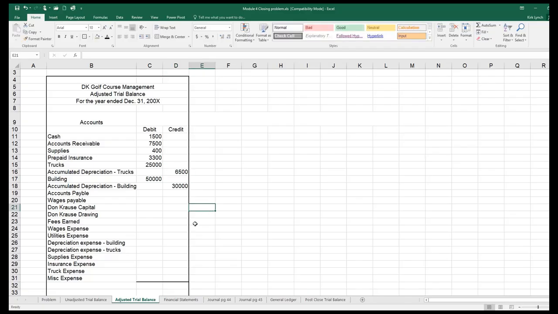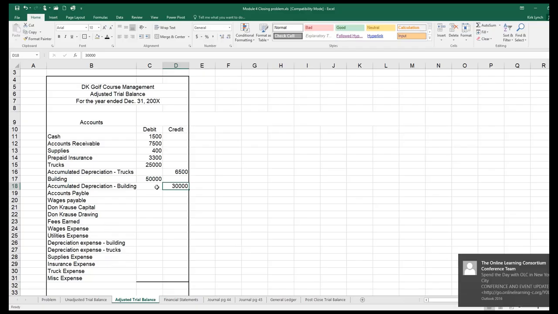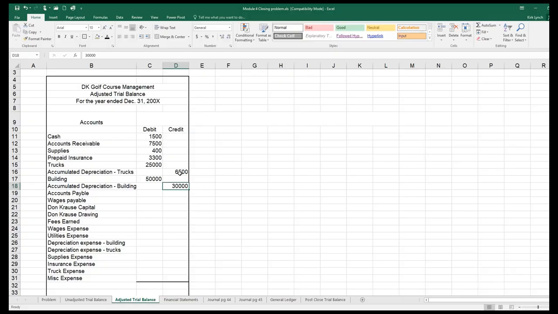Just a little side note here from Chapter 2, as a review. Now I can get a book value. My building book value is $20,000. The original cost less the accumulated depreciation leaves $20,000 as our book value, and that will be the amount we carry forward on our balance sheet, which we'll be doing in a little while. And our trucks have a book value of $18,500, the cost of this less the accumulated depreciation.